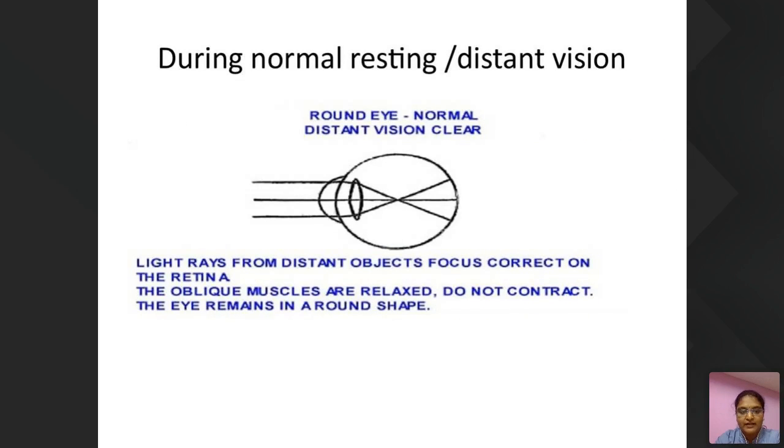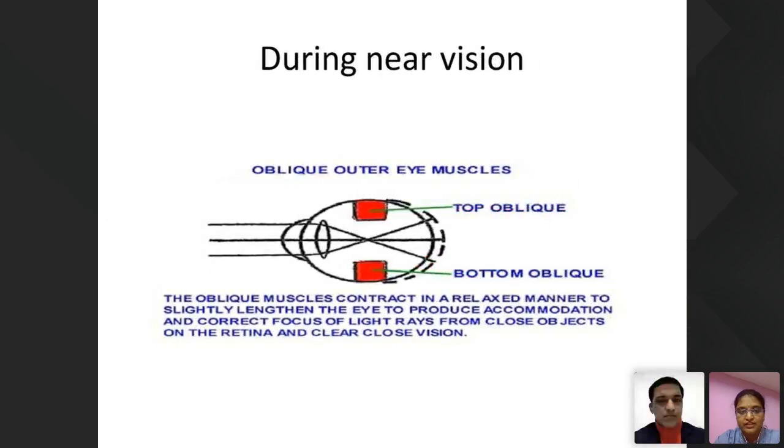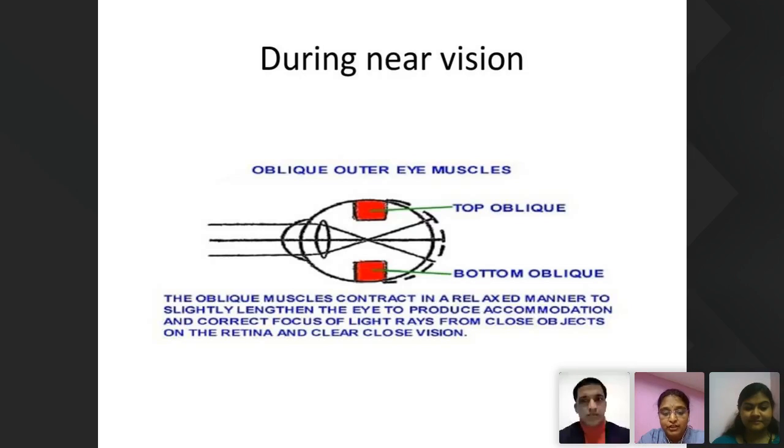Here a parallel beam of light rays enters the eyes and gets refracted onto the retina. Here the oblique muscle, everything is relaxed, and the lens is flattened. This is normal distant vision. In near vision, the oblique muscle goes for spasm or contraction along with the contraction of the ciliary muscle. If it continues for a long time, the sclera will take over this action to relieve the tension of the ciliary muscle. What the sclera does is elongate the eyeball.